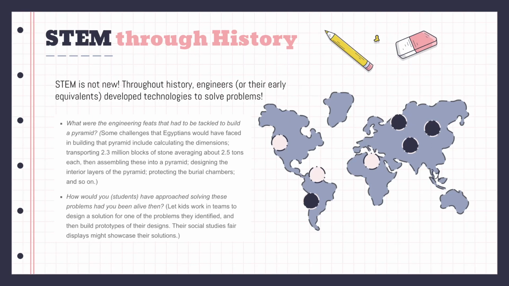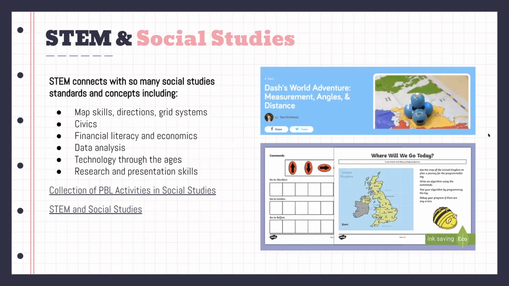And then this is the empathy piece: if you were students living then, given the tools that you had then, because you certainly don't have the tools that you have now, how would you have approached solving those problems? So they're going to have to take that perspective of living in that time, identify the problems, design solutions, and then build prototypes, and even build it out to something like a social studies fair. So diving into the history of engineering, the history of problem solving is a wonder.